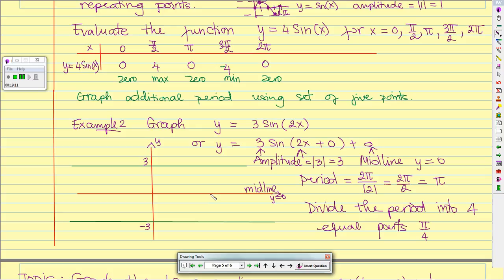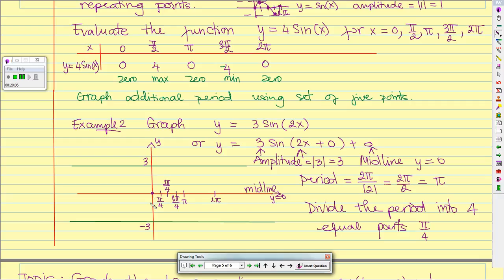And since we know the pattern of the sine function, first I'm going to start with the midline. I make sure I label my periods, so let's graph 2 periods. The period is pi. So divide that into 4 equal parts. Each one of the parts will be pi over 4. This will be the first period, and this will be the second period. So pi over 4, 2 pi over 4. I don't have enough space, so I'm going to put it here. 2 pi over 4. And then 3 pi over 4.